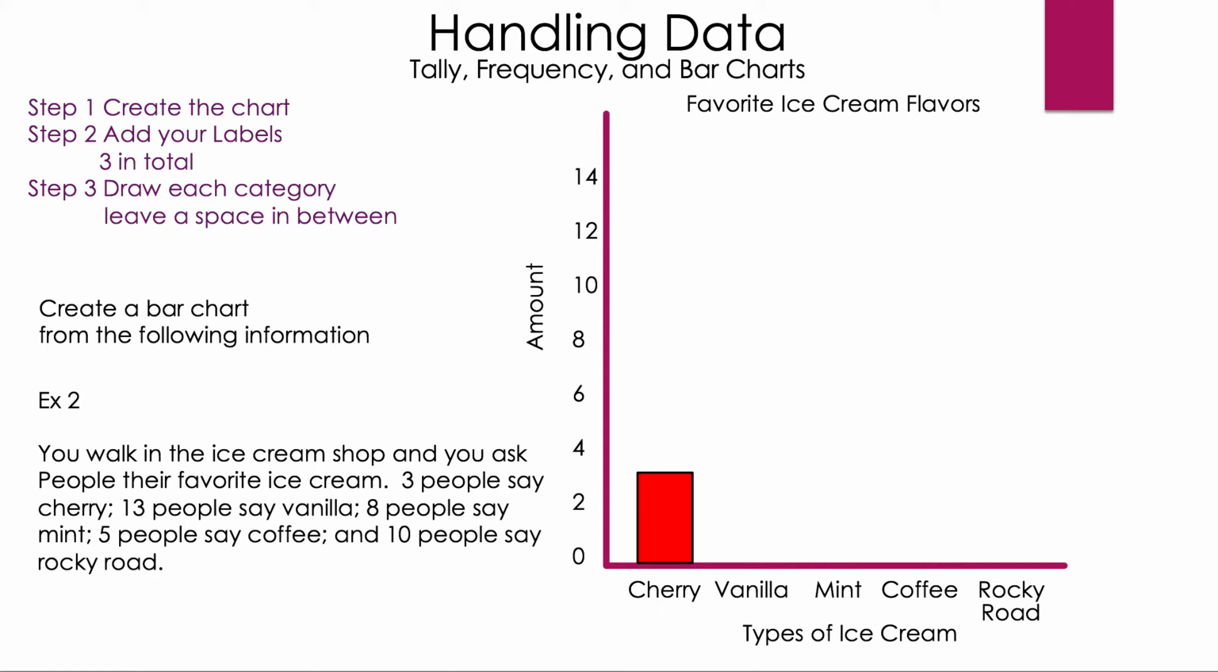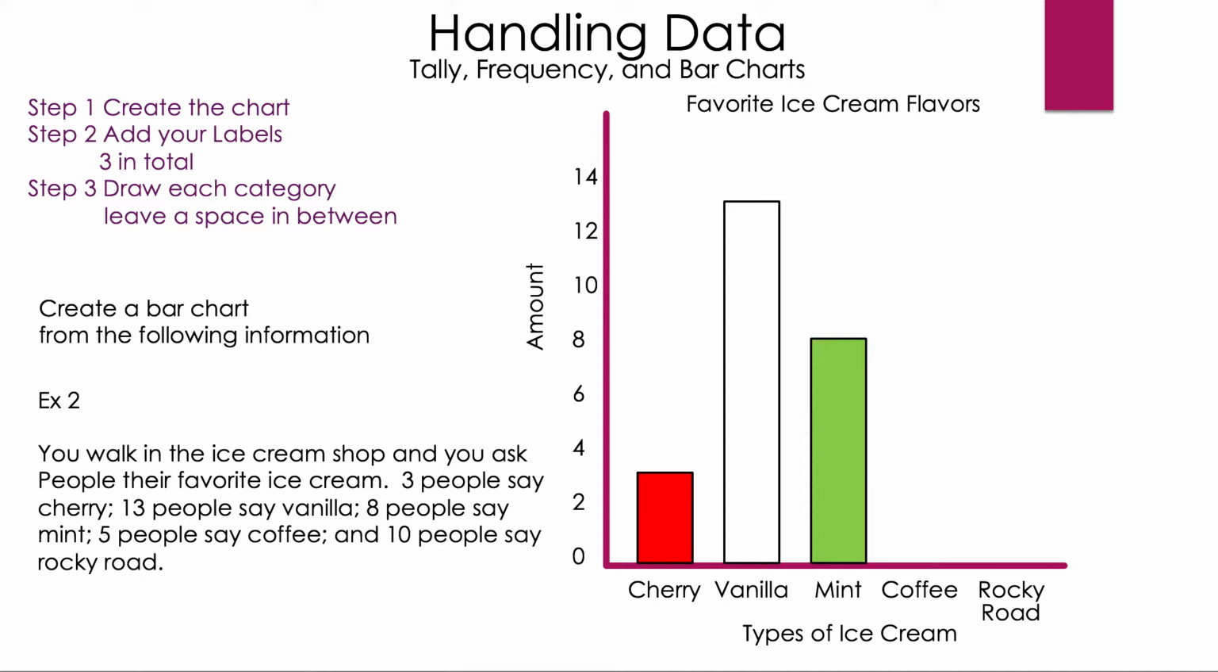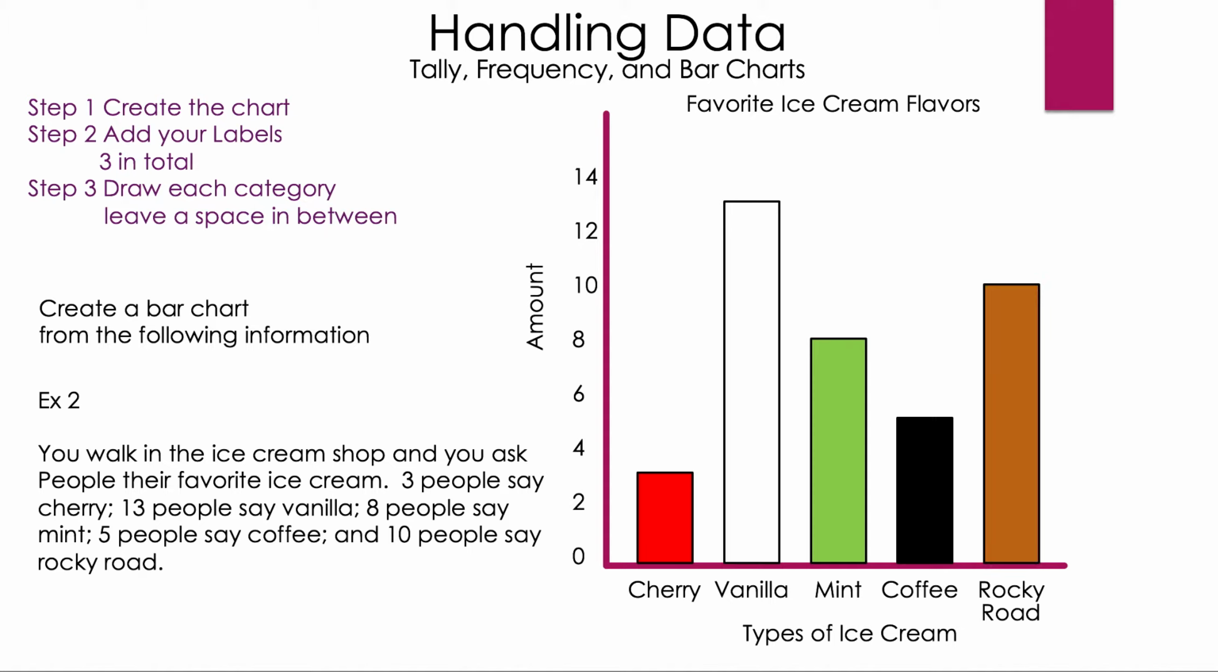As you note, 3 is halfway between 2 and 4. So vanilla is 13, so it's halfway between 12 and 14. And there you go. And now we have mint, which is 8. And then coffee, which is 5. And finally, rocky road, which is 10.